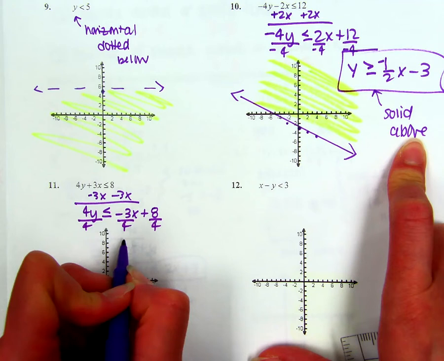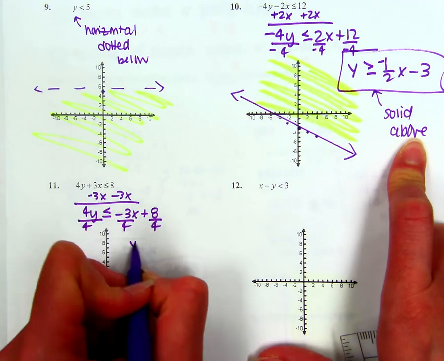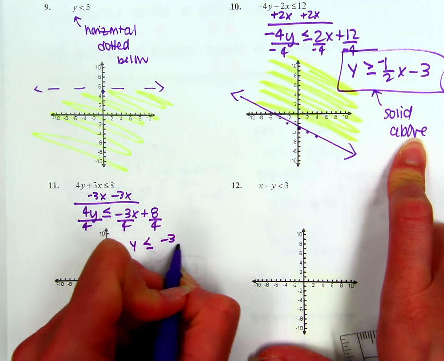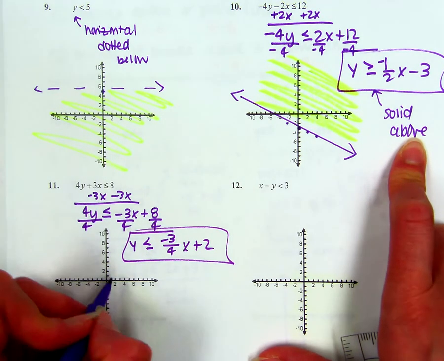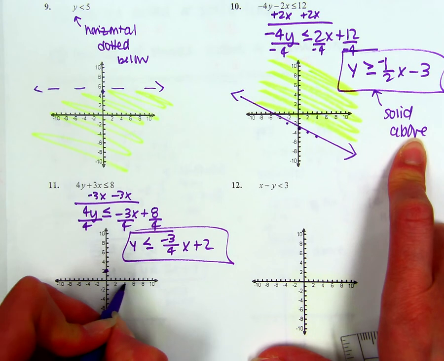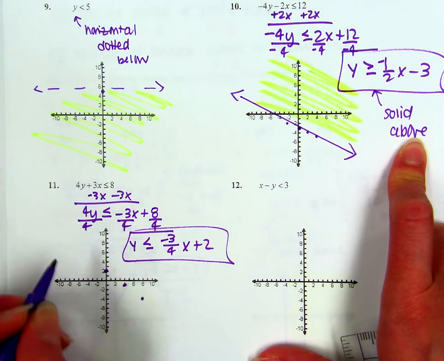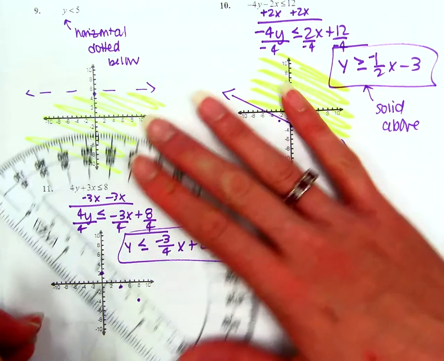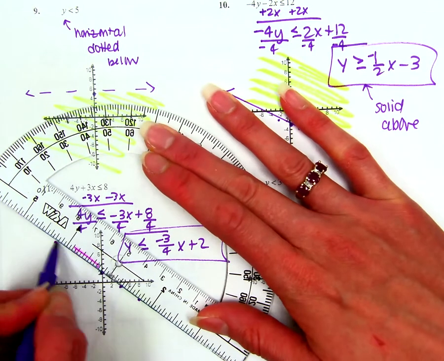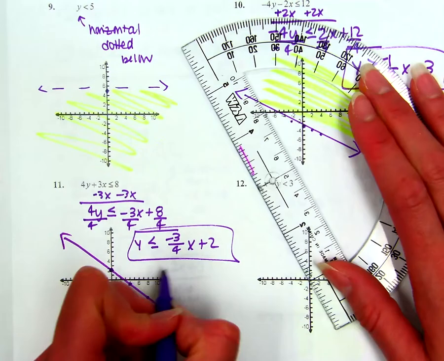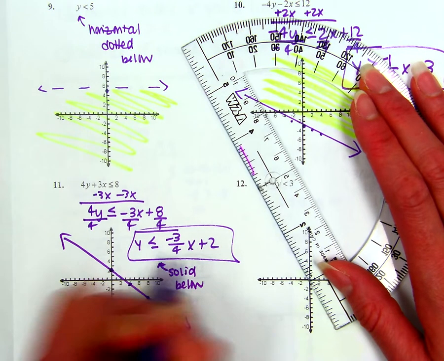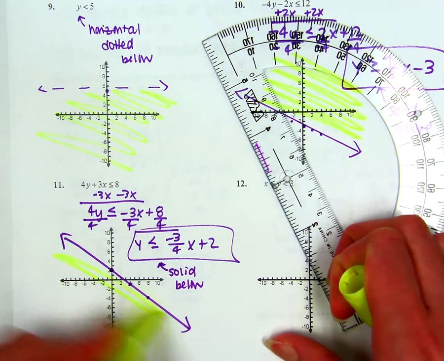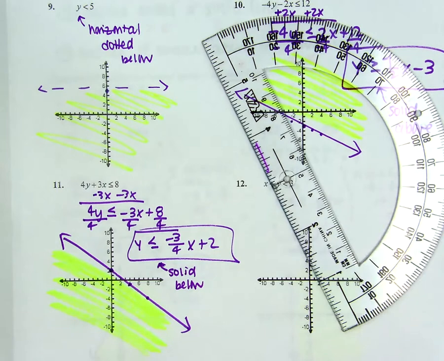All right, so here we're subtracting 3x, dividing by 4. It's a positive 4, so we don't flip the sign. We have y is less than or equal to -3/4 x plus 2. So I start at plus 2, go down 3/4, down 3/4. I need to make a solid line. And because it's less than, it's going to shade below. So I need a solid line and shade below.